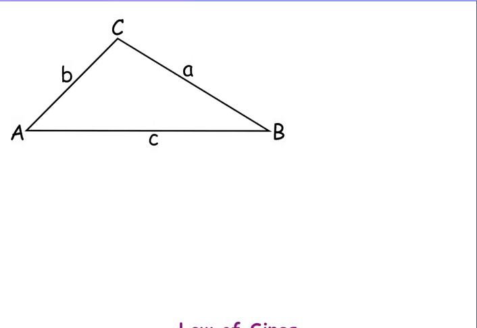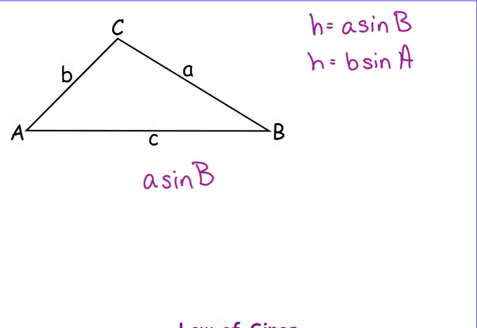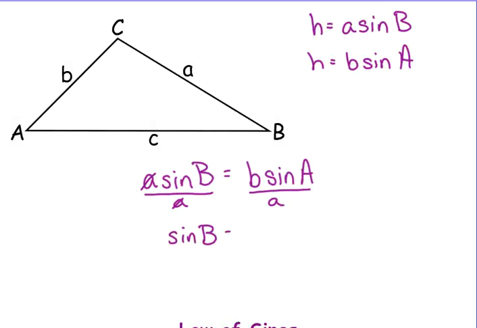Okay, so going straight off of what we just did, since h was equal to a sine of B, and h was equal to b sine of A, if they're both equal to h, then what can we do with them? They're equal to each other. So a sine of B is equal to b sine of A, and I would like my variables of the same letter to be on the same side. So I'm going to divide both sides by a little a. So I've got sine of big B.